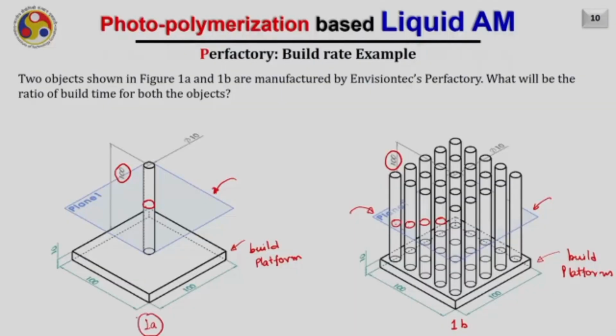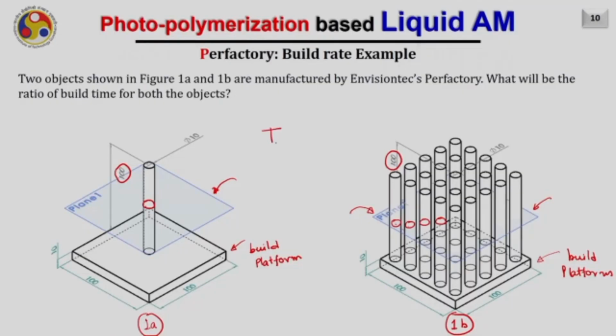Hence, the time required for the object shown in figure 1a to be built and the time required to build the object shown in figure 1b will remain equal if you are using a DLP based vat photopolymerization system. So, in other words, the time required for figure 1a divided by the time required for figure 1b will be equal to 1. The time will be the same.